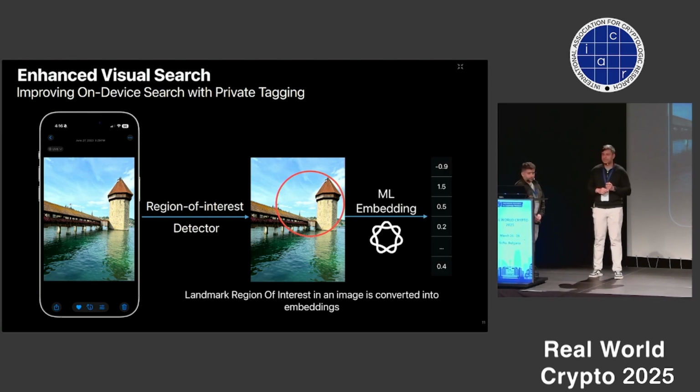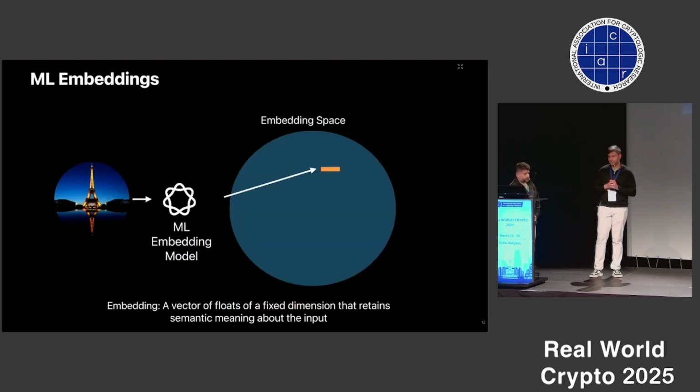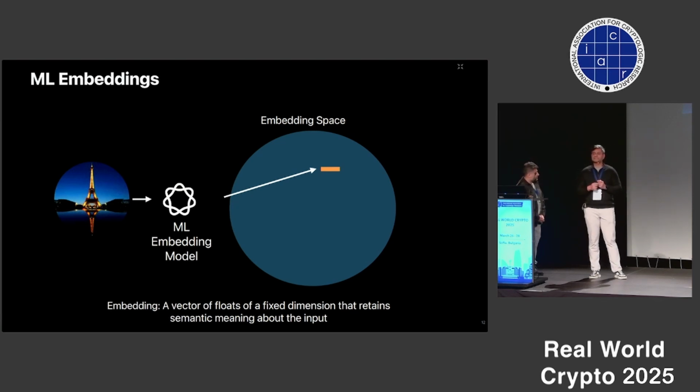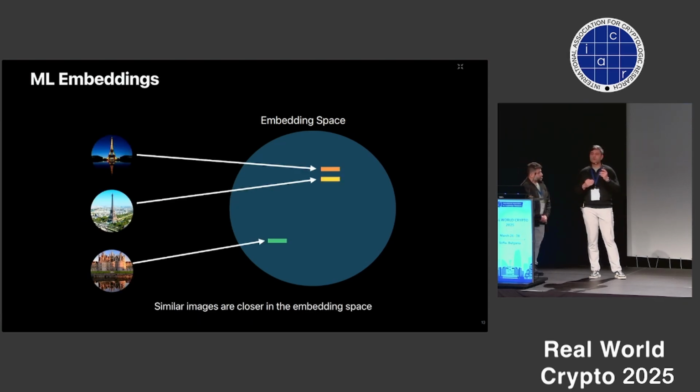There's another machine learning model that runs only over this region of interest and says, OK, there's this landmark. I'm going to convert this into something called an embedding. And let's zoom into what this embedding is, because this is going to be the primary computation for our HE compute. So simply put, an embedding is generated by a machine learning model, and it's a float vector of fixed dimension. But the special property here is that it maintains some semantic meaning about the input, and it does this in a way where similar-looking images are closer together in this embedding space, and dissimilar images are further apart.